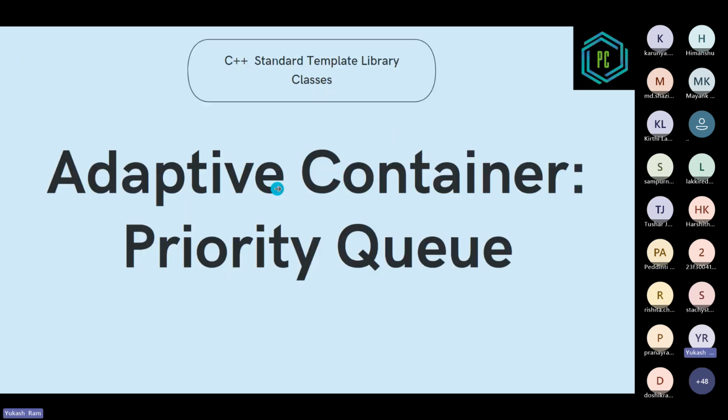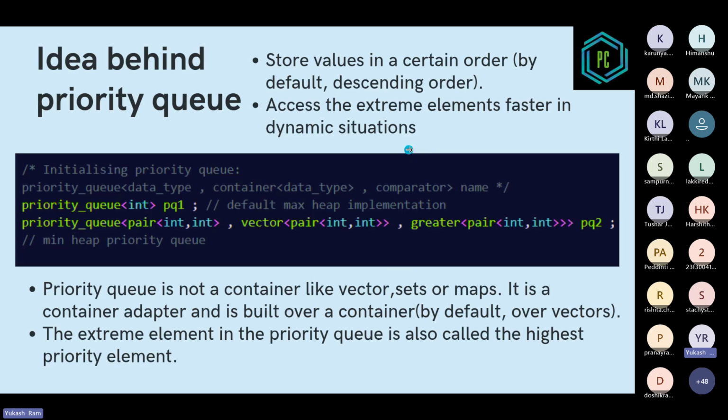And finally, we move on to the adaptive containers. And I'll be discussing priority queue. So adaptive containers are not exactly like containers. They don't actually store the elements. They are not like vectors, sets, or maps, but they are just a container adapter. They are built over a container like vector. And priority queue in specific is by default built over vectors.